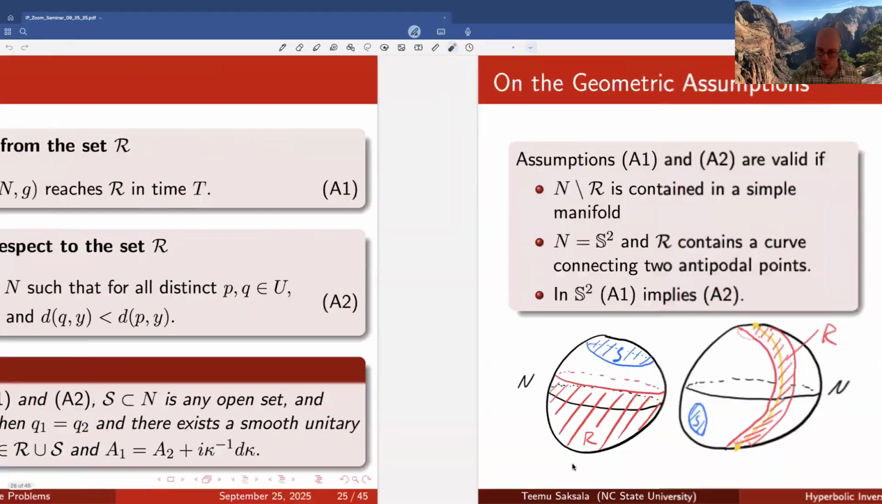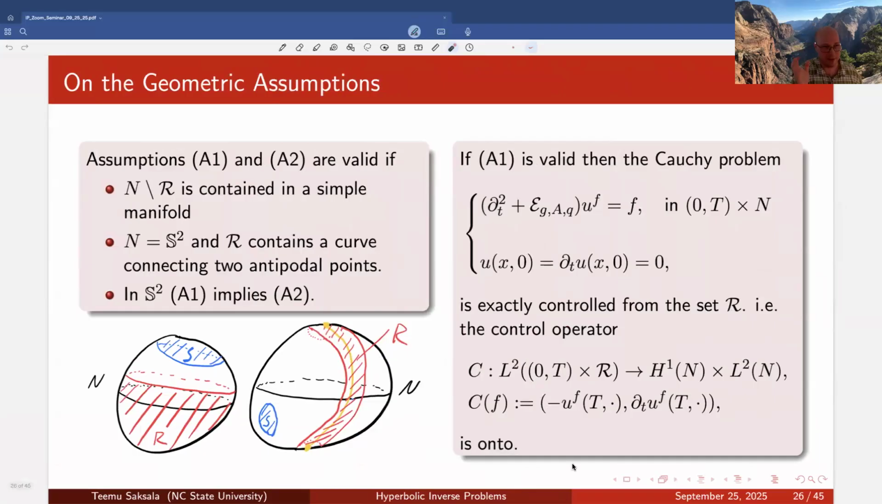So now, in comparison to the earlier work, we really need to have more and stronger geometric conditions. So let's talk about these conditions a bit, like how they can be satisfied, and what is the implication of these conditions. So why are these good conditions?